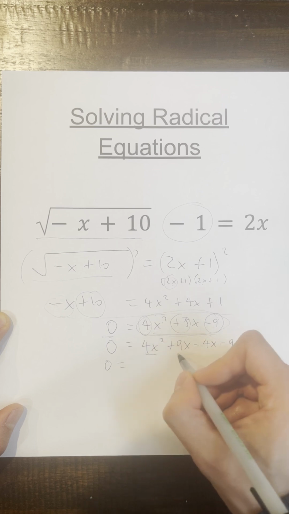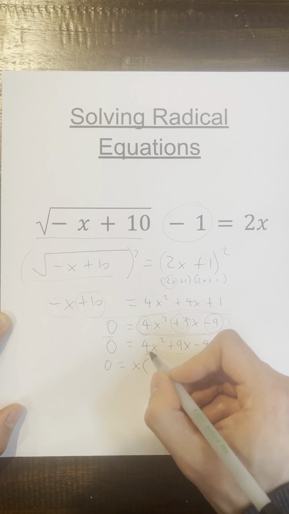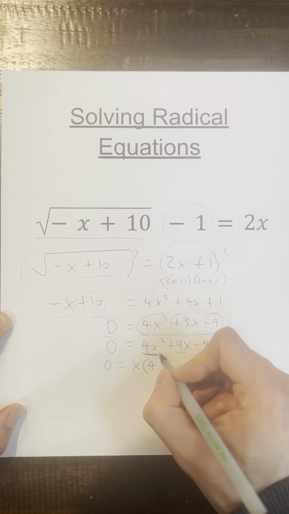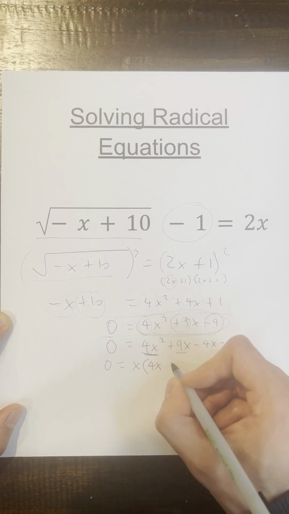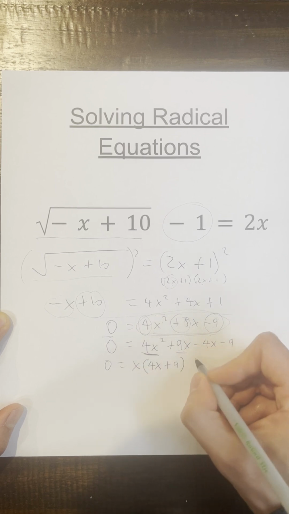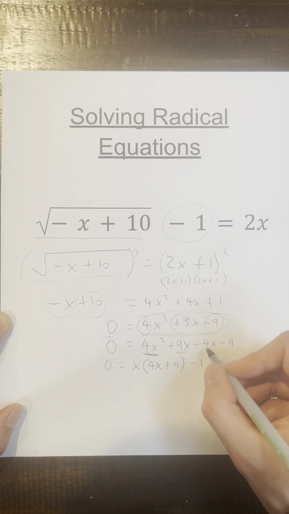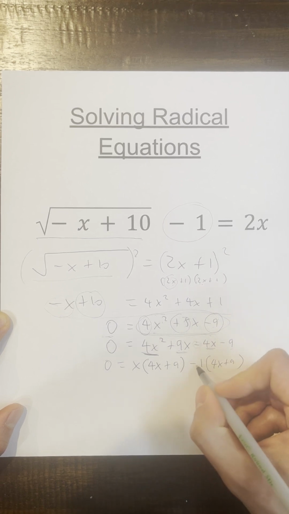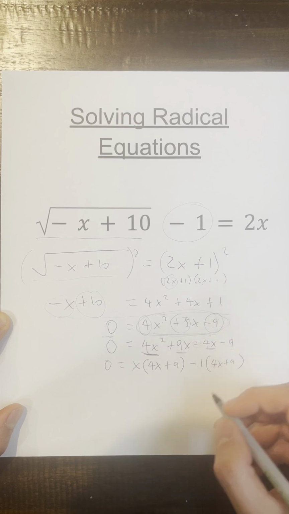So what can I pull out of these two terms? So I can pull out an x, because x evenly goes into this and this. So we have x times how much is 4x squared? x times 4x, and then x times how much is 9? x. x times 9 is 9x. And then I can factor out a negative 1 here, because there's a negative sign here. There's nothing else that goes into both 4x and 9. So negative 1 times 4x is negative 4x, and then negative 1 times 9 is negative 9.